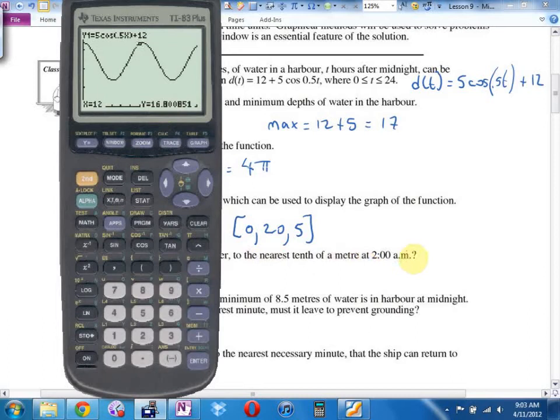2. By the way, what if they had said 2 p.m.? I wouldn't put in a 2. What would I put in? A 14. Okay? But 2 a.m., just type 2. Trace, and if you just hit 2, it should say X equals 2 in the bottom left. And if you hit enter, it tells you the Y value that goes with it. You know how deep the water was at 2 a.m.? 14.7 meters. It says depth D in meters.